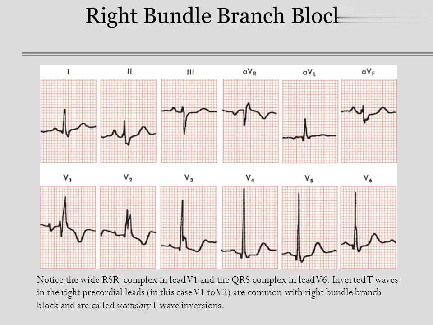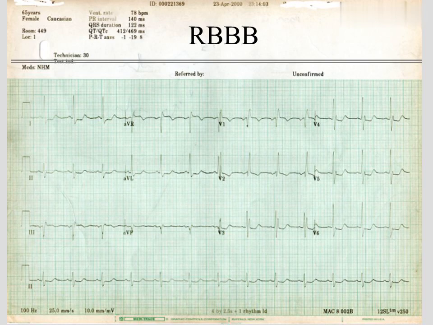Right bundle branch block. Notice the wide RSR' complex in lead V1 and the QRS complex in lead V6. Inverted T waves in the right precordial leads, in this case V1 to V3, are common with right bundle branch block and are called secondary T wave inversions. RBBB.